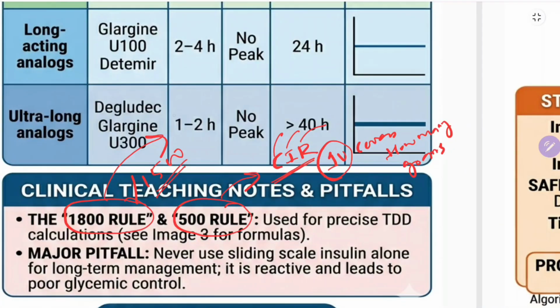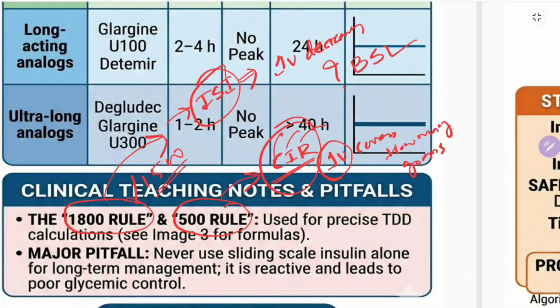The 1800 or 1500 rule is used to calculate the insulin sensitivity index. That will tell you how much 1 unit of insulin decreases the blood sugar level, BSL. So these two indexes are used. These are advanced strategies of using insulin. This is somewhat difficult, but we will learn the traditional easy strategy and this advanced strategy also. Just remember CIR and insulin sensitivity index.